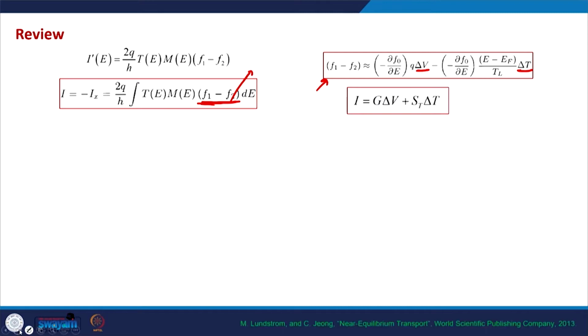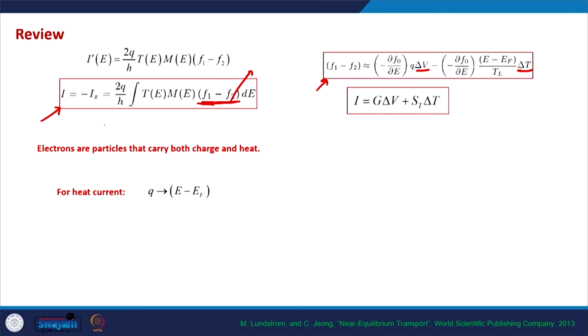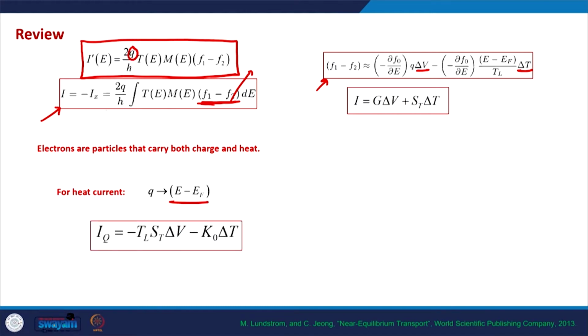what we also need to consider is the notion of heat current, because what we have seen so far in this course is the notion of charge current, which is given by this expression, and that comes from the expression of the differential charge current. In heat current we just need to replace Q by E minus EF in this expression, and that way we will obtain the heat current.